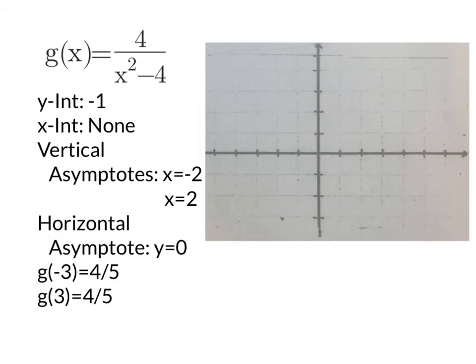So now let's put all of our information together to make the graph of g of x. Since the y-intercept is at negative 1 on the y-axis, I'm going to plot a point at negative 1. There are no x-intercepts, so I move on to the vertical asymptotes. The vertical asymptotes happen at x equals negative 2 and positive 2. So on my x-axis, I'm going to find where negative 2 and positive 2 are and draw vertical asymptotes at those two places. The horizontal asymptote is y equals 0, so on the y-axis I'm going to find where y is equal to 0 and draw a horizontal asymptote there.